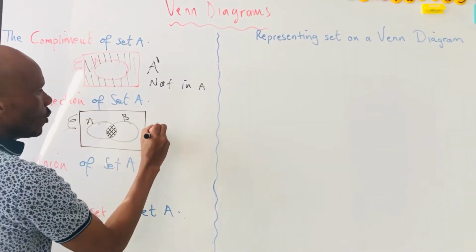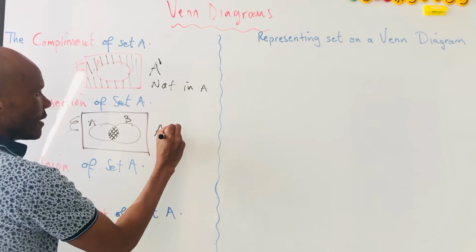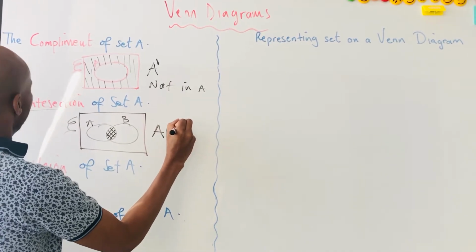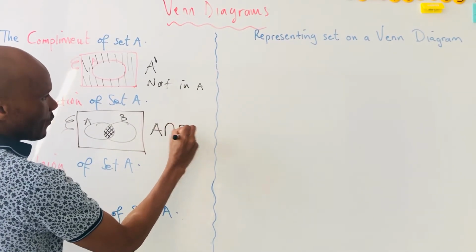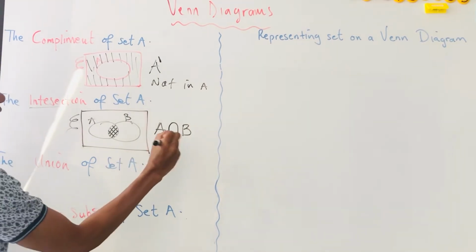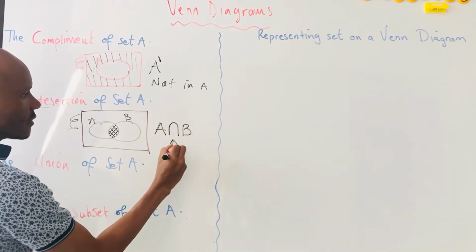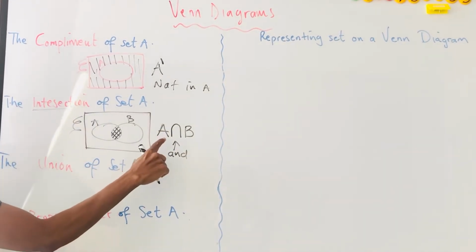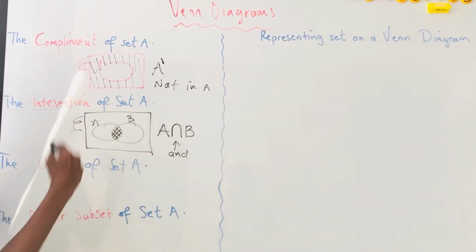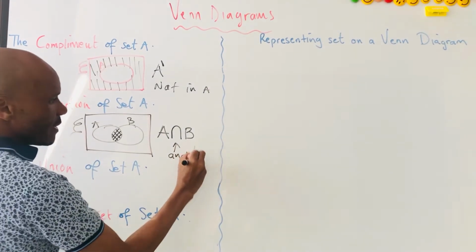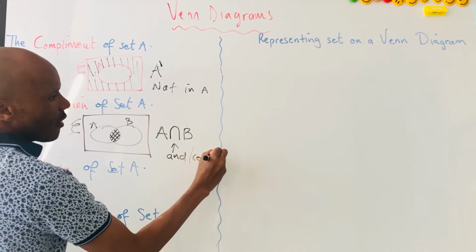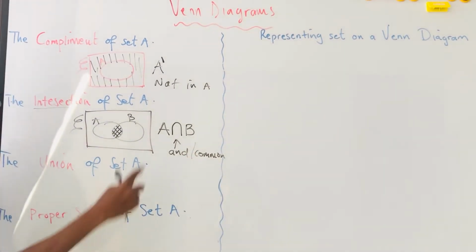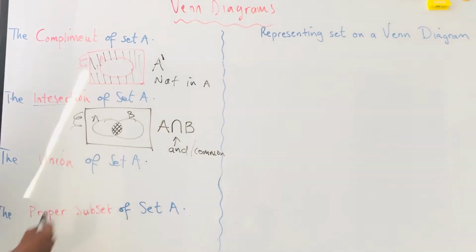It is denoted like that, A intersection B, and that will be A and B. So it means that's where you have A and B. And we can say that's the region that is common to A and B.